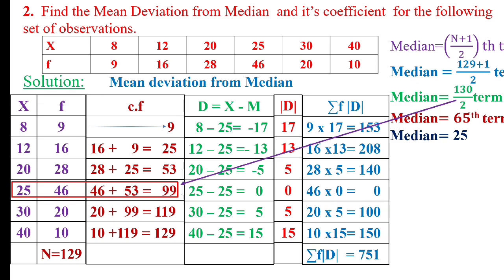9 into 17, 153. 16 into 13, 208. 28 into 5, 140. 46 into 0, 0. 20 into 5, 100. 10 into 15, 150. So the total, summation F into D, equals 751.